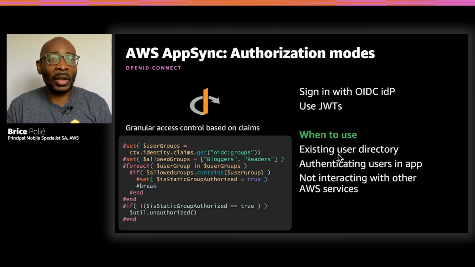So here you see that we're implementing something similar to what we had in the previous slide with Cognito, but here we're using the group information that's in the claims for the specific identity. So same thing, we just pull up the groups. And we know that the allowed groups are bloggers and readers, and we just go through the list of groups to see if they belong to one of these groups. And if they do, you can then grant them access. If they do not belong to any of these groups, you can use the utility util.unauthorized to reject the request.